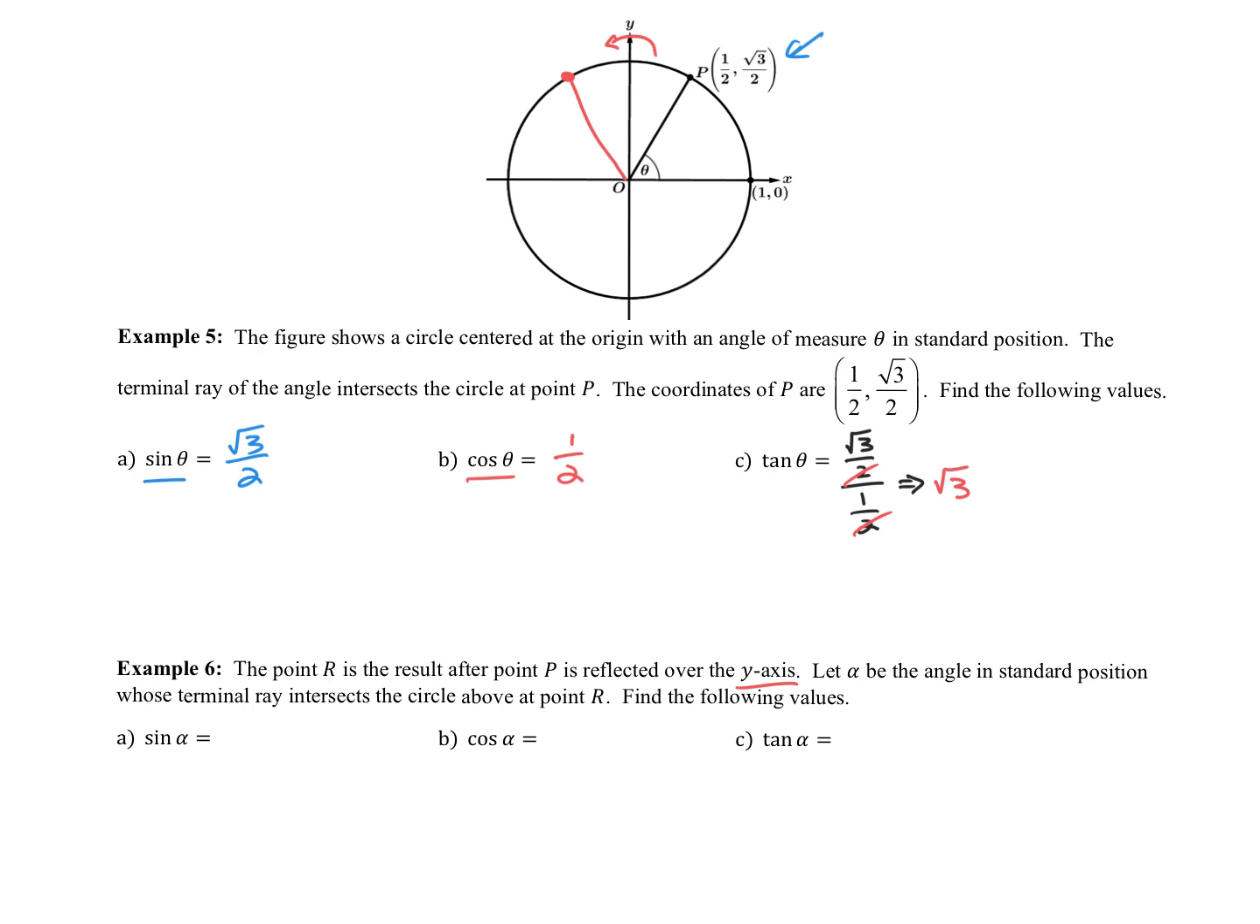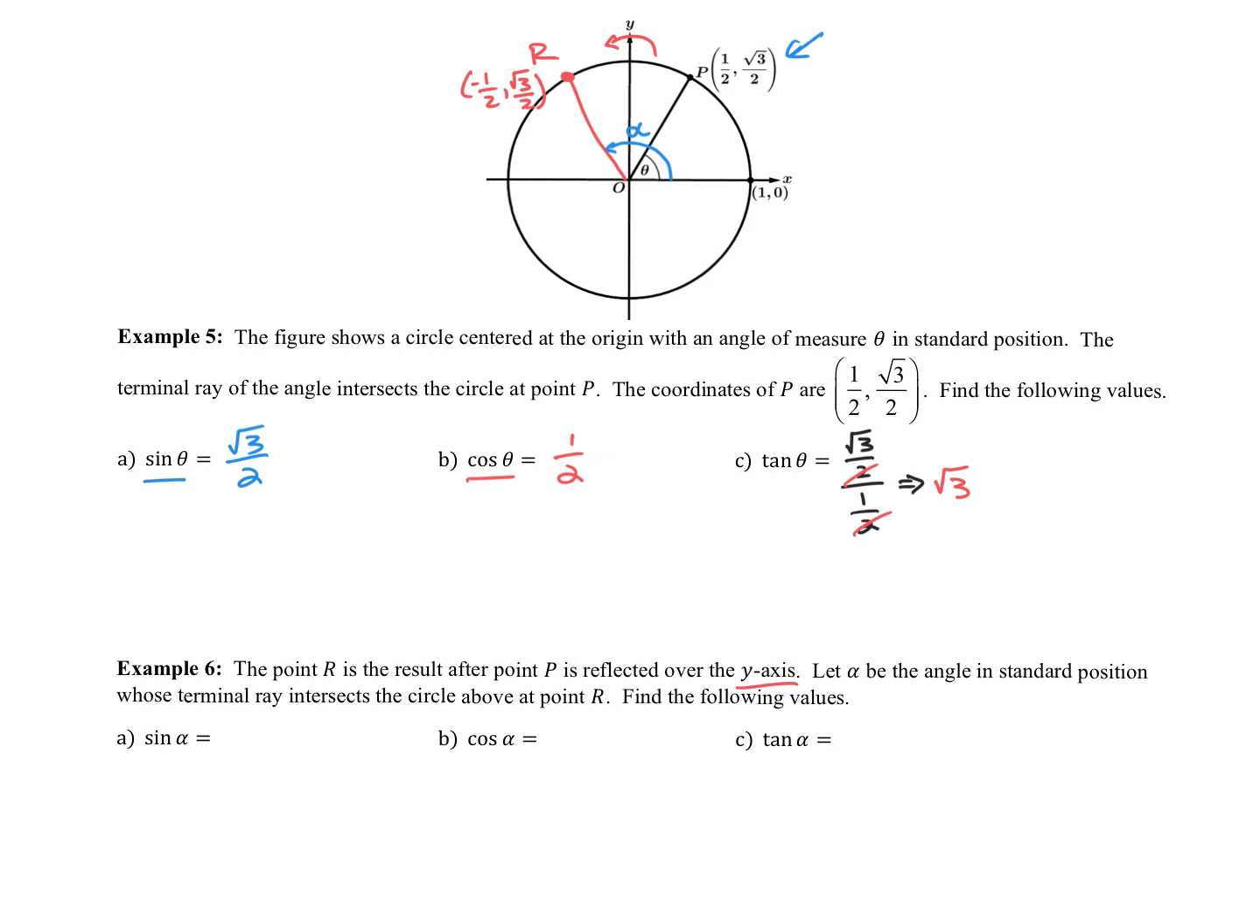And so what changed? Did the x or the y change? The x changed because it's reflecting over the y. And so my x is actually at what? Not 1/2, but negative 1/2. And the y is what? Square root 3 over 2. All right, and then my angle is alpha to go to my terminal ray R. All right, so now we need to find the sine of alpha.